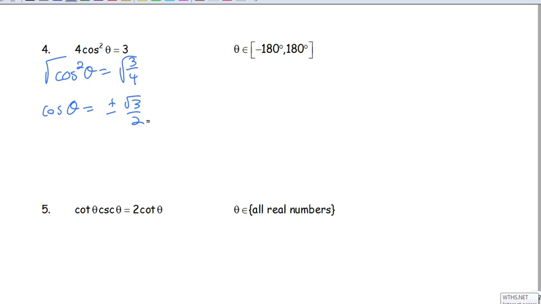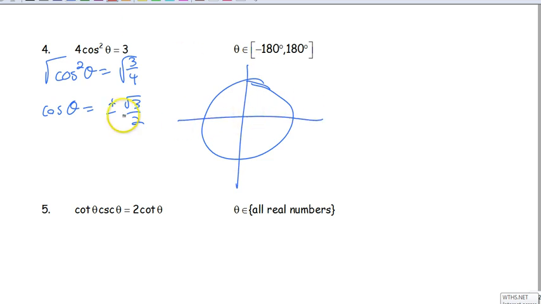All right, let's think about that on our circle. When x is bigger, that's a 30-degree angle. So I'm going to just mark out where this could be, and it could be anywhere at the 30s. So it could be here, it could be here, it could be here, and it could be here. Those are all my x's that are root 3 over 2's.